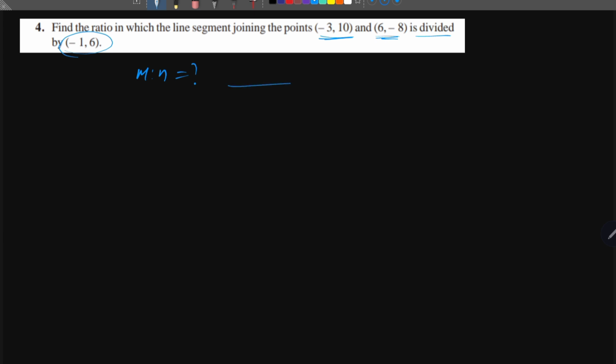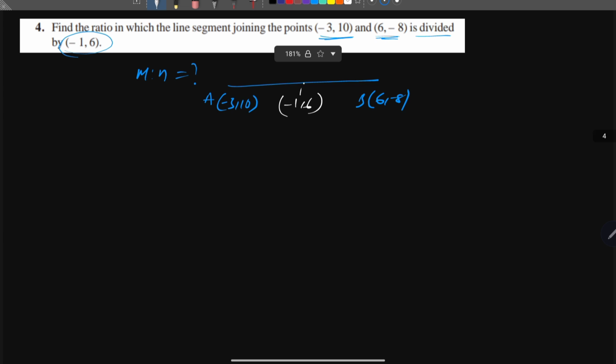As per the data, A is equal to minus 3 comma 10 and B is equal to 6 comma minus 8. And one more section point is also given, that is minus 1 comma 6. Just imagine this is P. m is to n is unknown, that we need to find. So we use the same formula. P(x, y), which is given as minus 1 comma 6, is equal to mx2. Just consider x1 comma y1 and x2 comma y2.